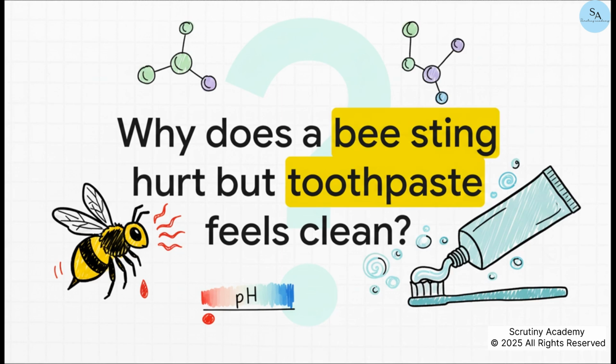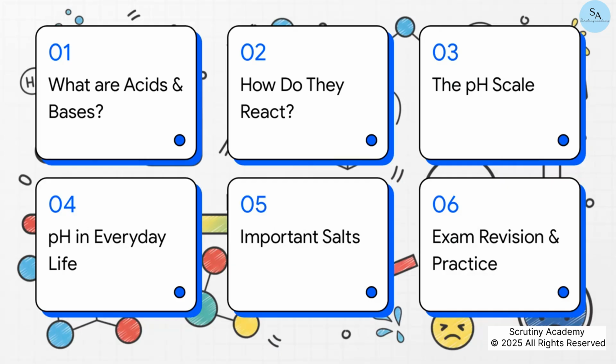But first, let me ask you something. Ever wondered why a bee sting burns like crazy, but your toothpaste makes your mouth feel all fresh and clean? Well, the secret to both is hidden in the amazing chemistry of acids and bases, and we're about to figure it all out. So here's our game plan for today.